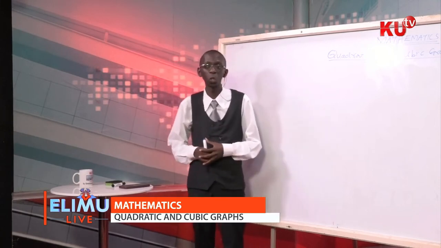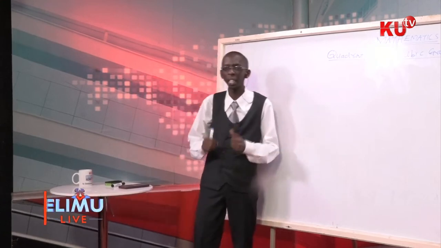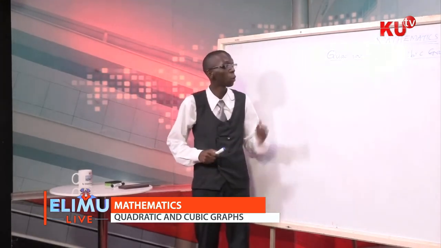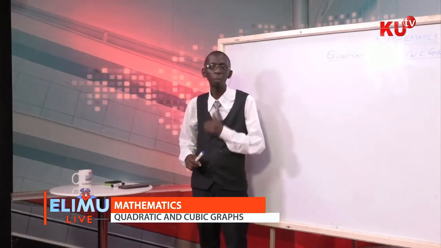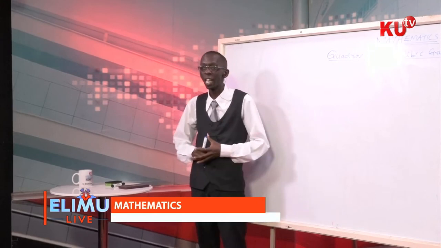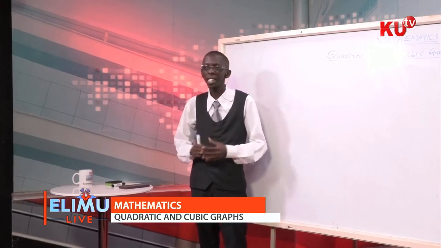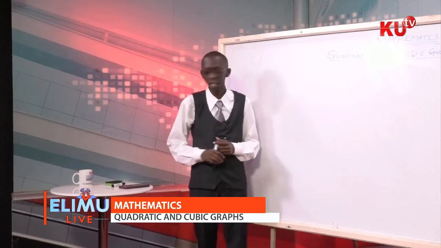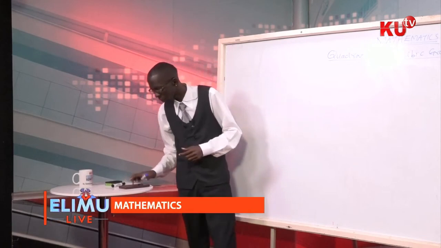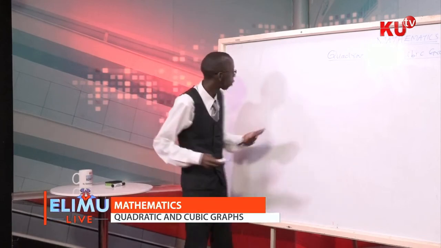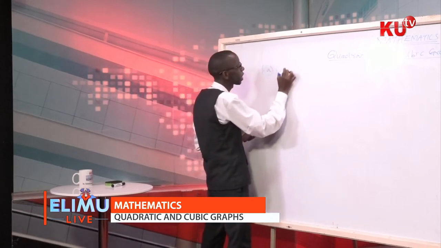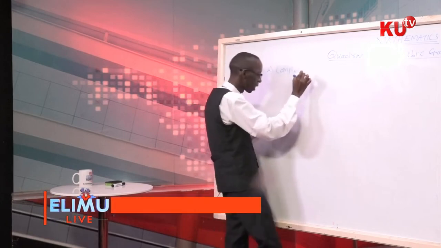So we are going to do several examples on the quadratic and cubic graphs. Quadratic graphs begins with x squared, while cubic graphs begins with x cubed. I believe that you have your graph book there at home, your pencil, and also your ruler. So let us have an example of how a question on quadratic and cubic graphs is asked. Question 1, that is example 1.